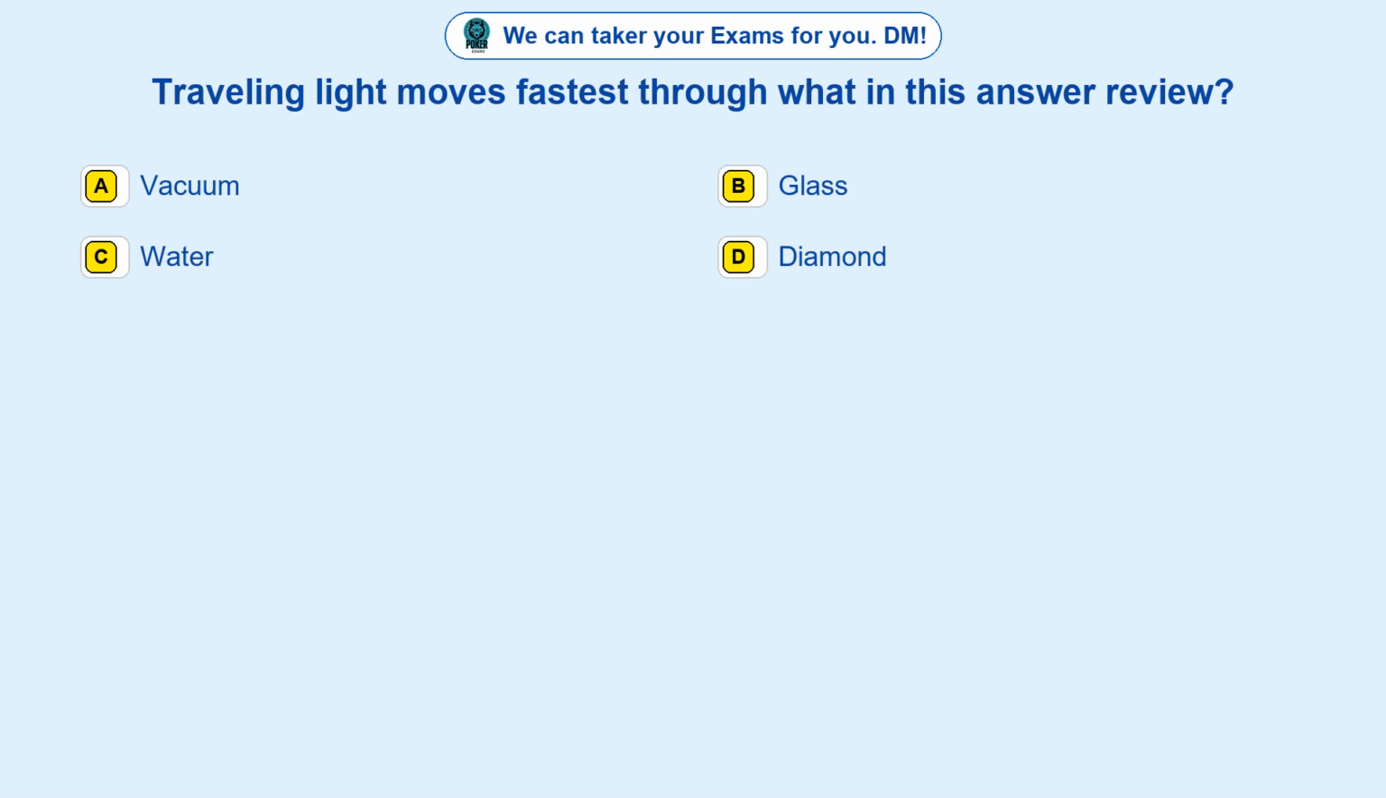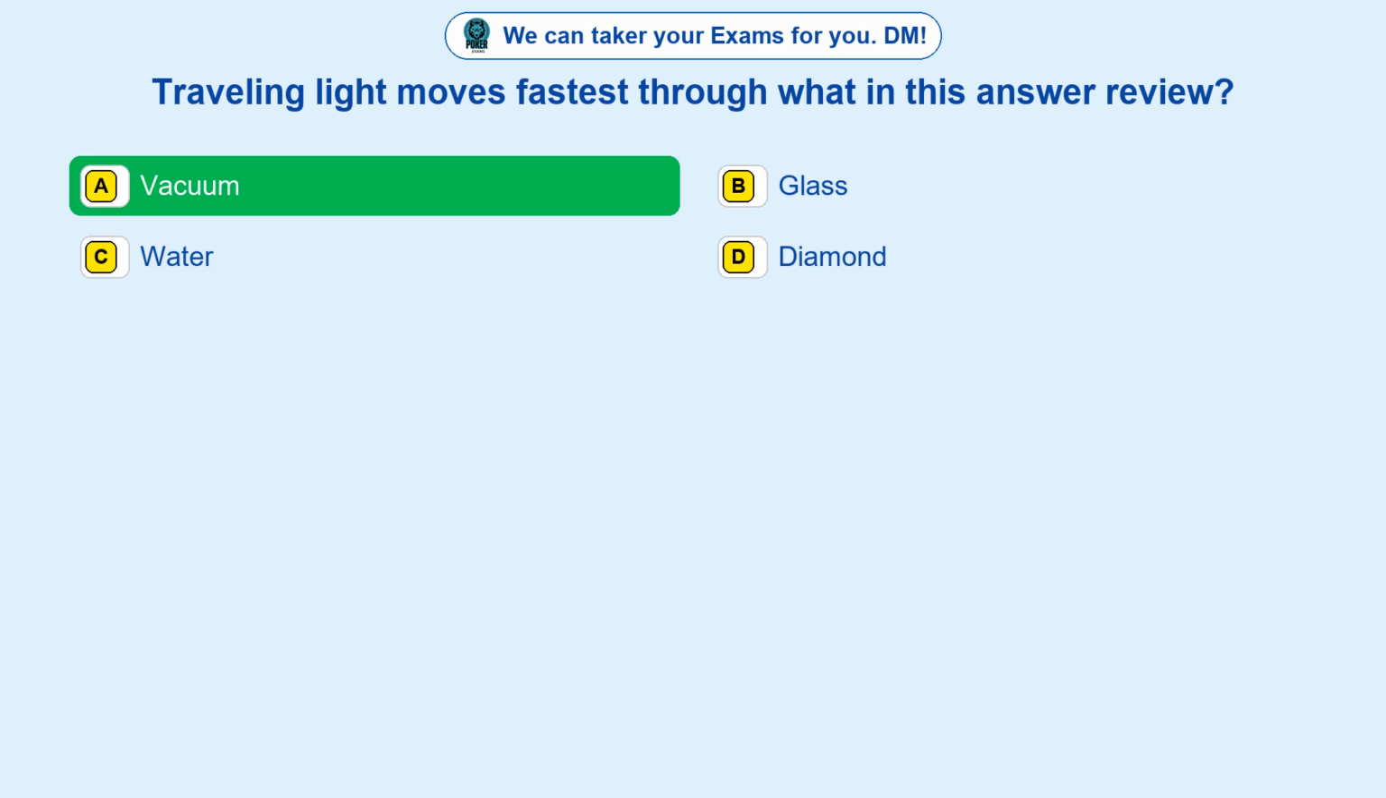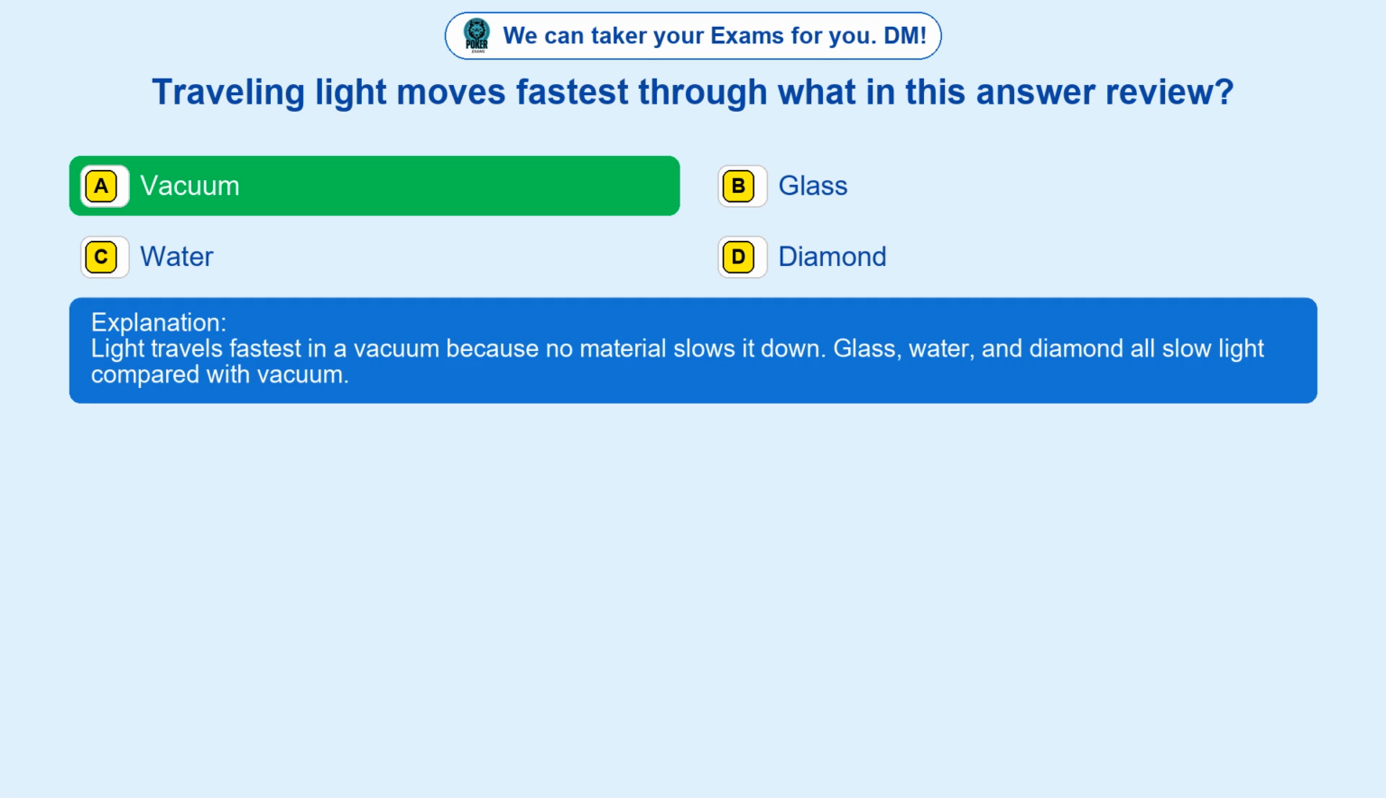Question 66. Traveling light moves fastest through what in this answer review? Option A, vacuum. Option B, glass. Option C, water. Option D, diamond. The correct answer is option A. Vacuum. Light travels fastest in a vacuum because no material slows it down. Glass, water, and diamond all slow light compared with vacuum.